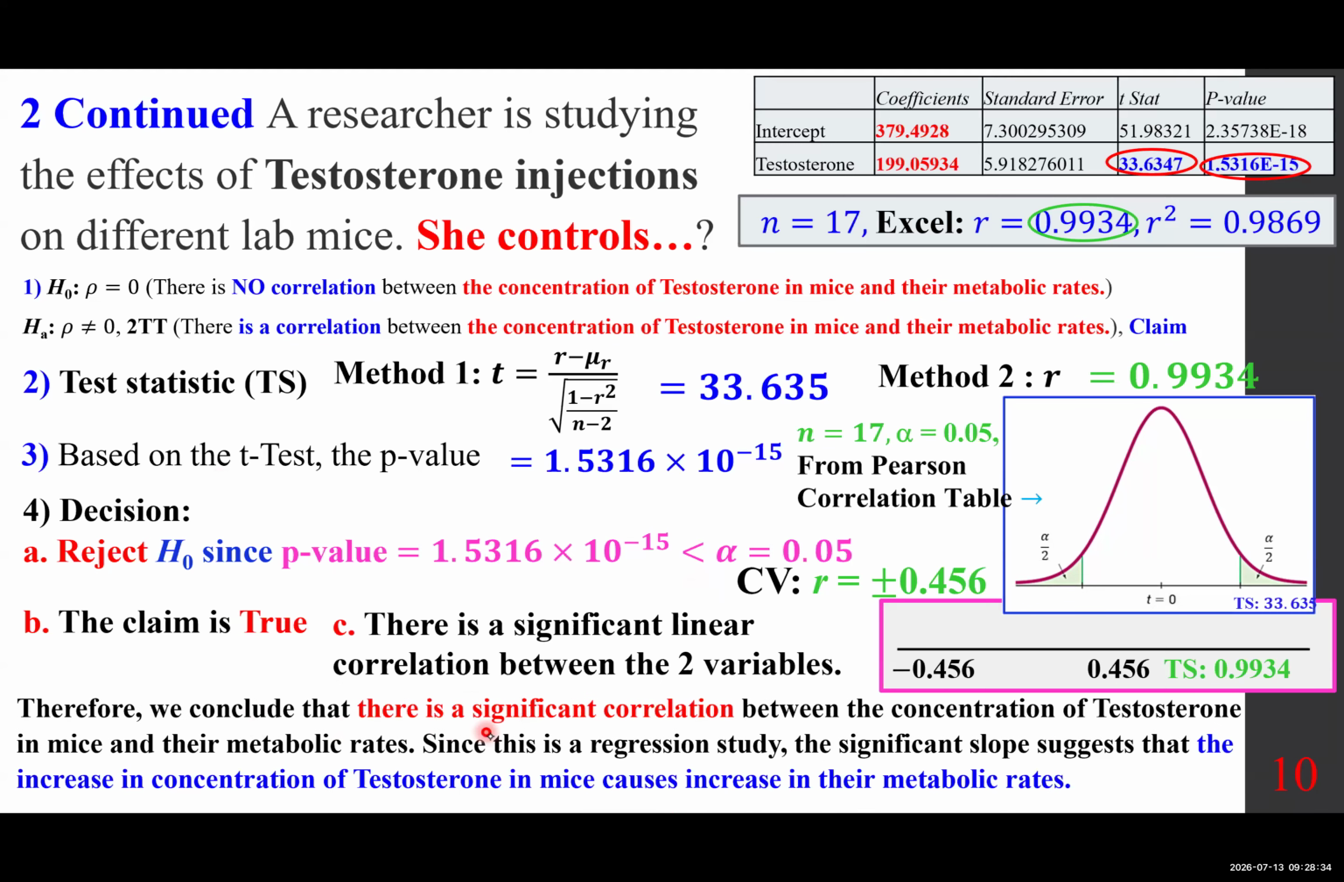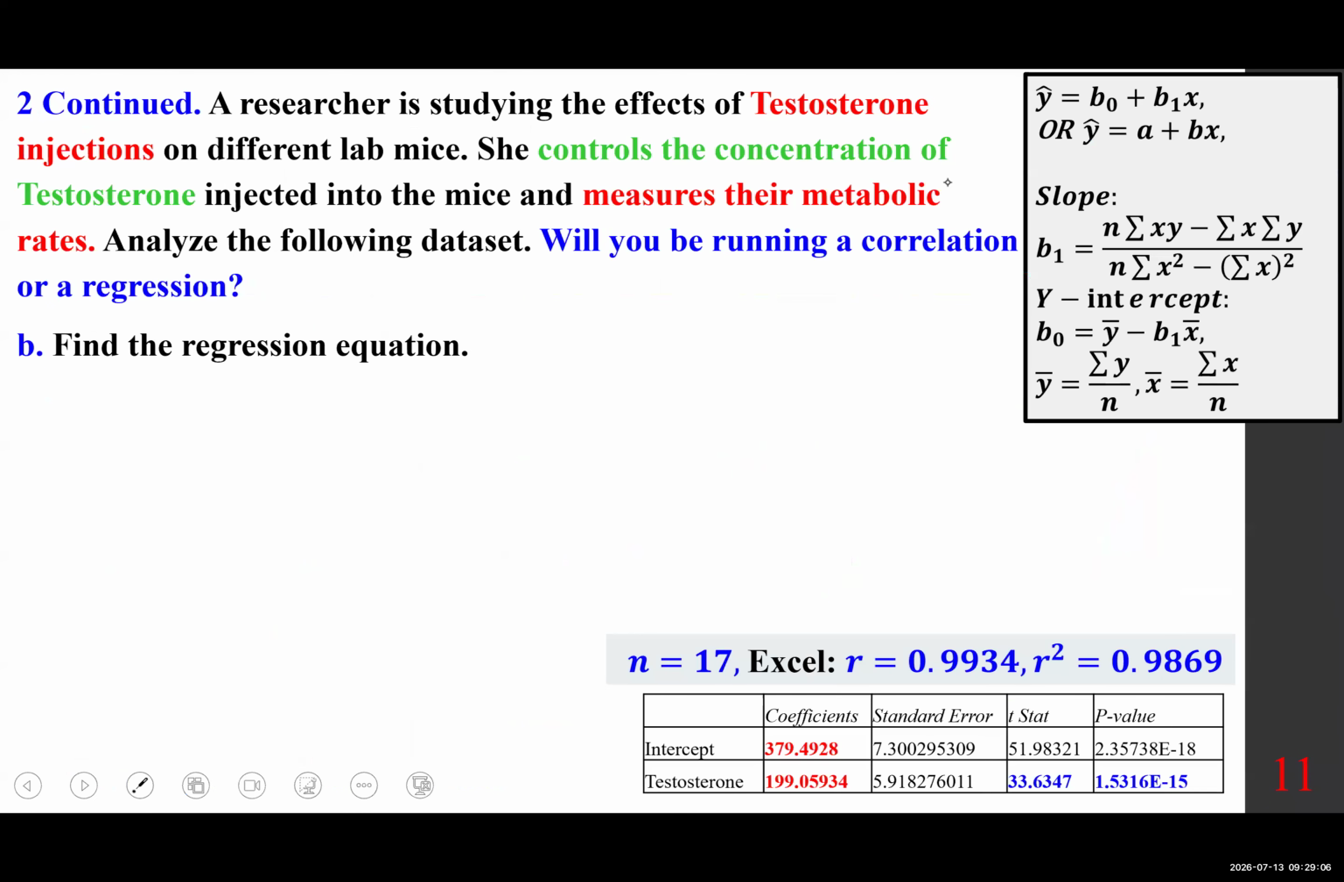Therefore, we conclude that there is a significant correlation between the concentration of testosterone in mice and their metabolic rates. Since this is a regression study, the significant slope suggests that the increase in concentration of testosterone in mice causes increase in their metabolic rates. So we're going to continue on that thought. Significant slope. This is the slope for testosterone. Okay, significant, fairly large.